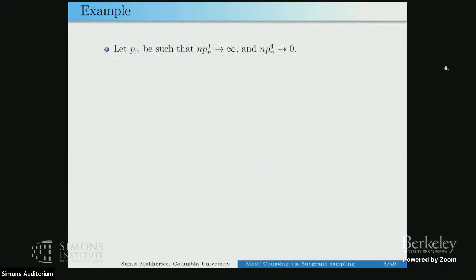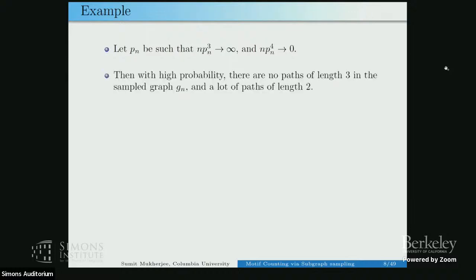So suppose p_n is such that the first number goes to infinity and the second number goes to 0. So essentially, you are saying that there are no paths of length 3, and there are lots of paths of length 2, and of course there are paths of length 1, and there are isolated vertices. So there are also those. So your sample graph is a disjoint union of paths of length 0, 1, and 2 with high probability. That's your sample graph. So you have a big graph, and this is a sample graph.